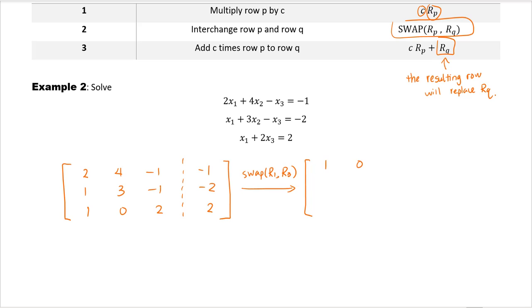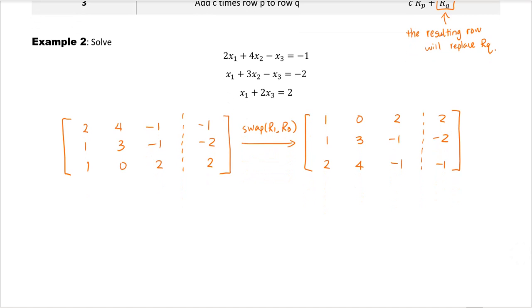Then we have 1, 0, 2, 2. Second row stays the same: 1, 3, minus 1, minus 2. And then row 3 becomes the original row 1. So 2, 4, minus 1, minus 1. Okay. Alright. So after we make the (1,1) entry 1.